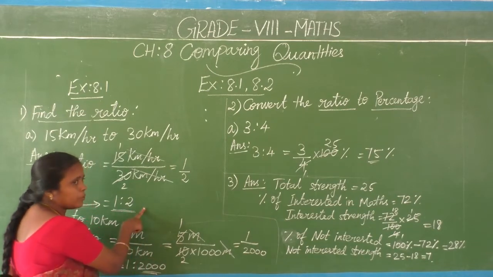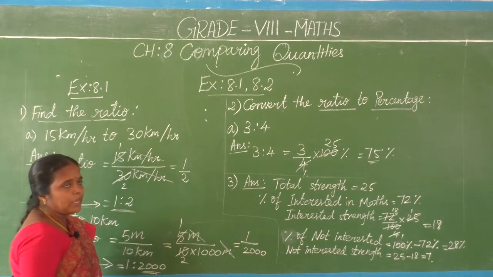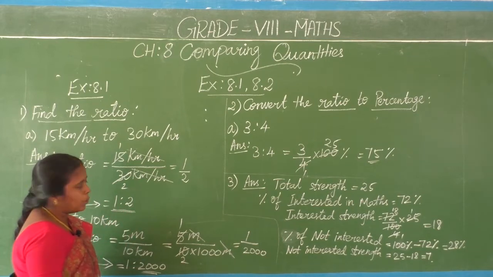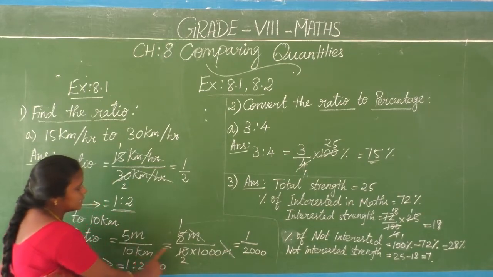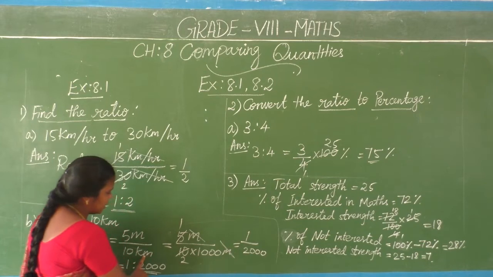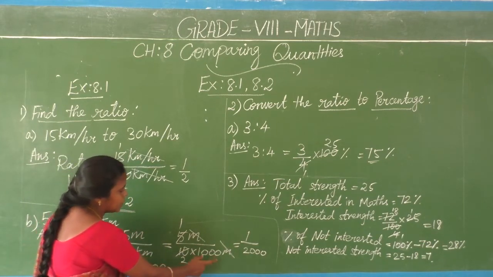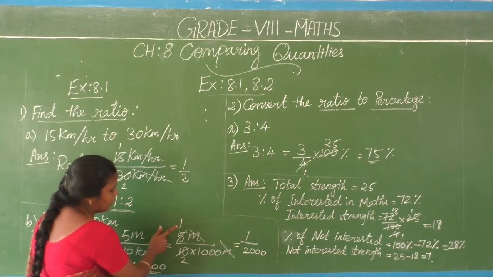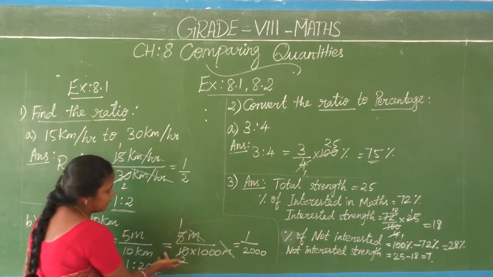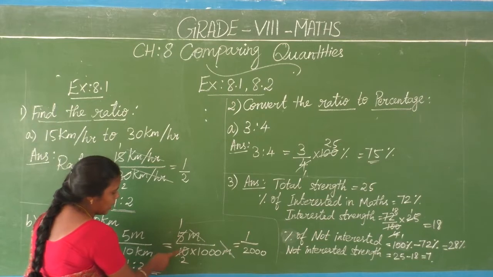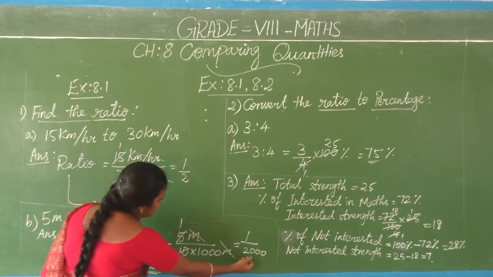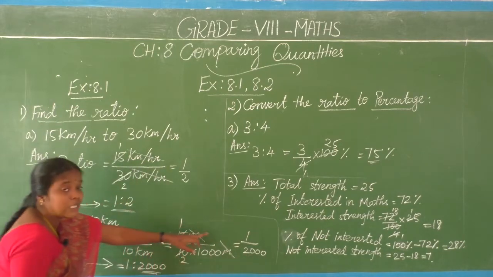Because in the ratio procedure the units must be the same, I converted kilometer into meter. We know the link between both: 1 kilometer equals 1000 meter. So meter cancels. 5 and 10 are both multiples of 5, so the answer will be 1 by 2 into 1000, that is 2000. That is the simplest form.